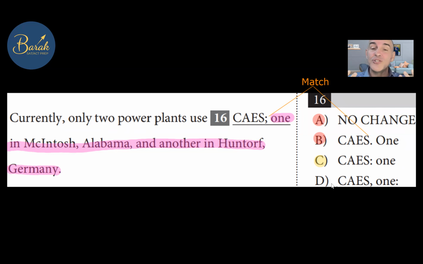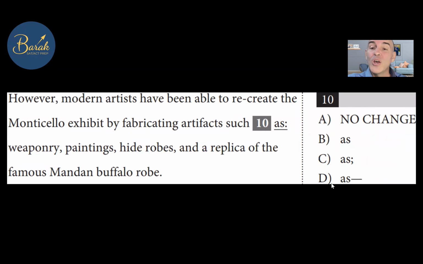Currently, only 2 power plants use this stuff. That's a full sentence. What do you mean? I mean one here and one there. One last example, question number 10.